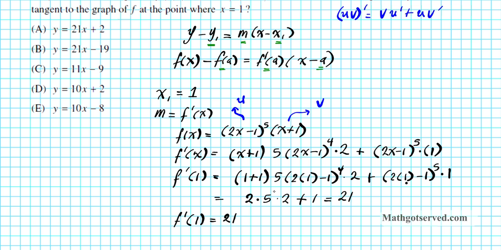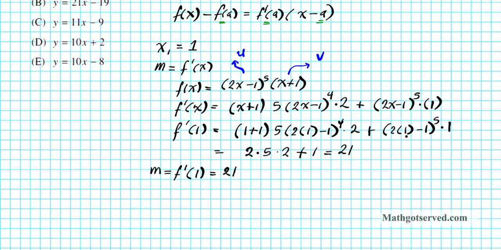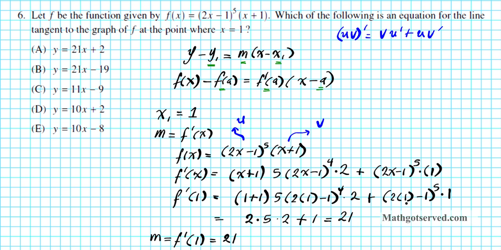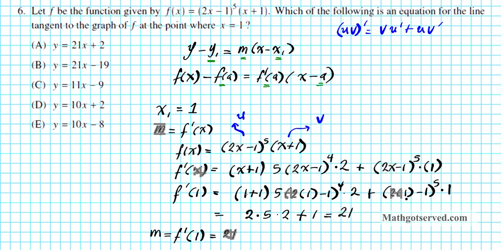What's the last thing we need? We need x1, m, this is our slope, and we need y1, or f of a. The y1 is equal to f of x1, right? So it's basically f of 1. So where are we plugging 1 into? You have to be really careful here. We're not plugging it into the derivative that gives us a slope. We're plugging it into the original function right here.